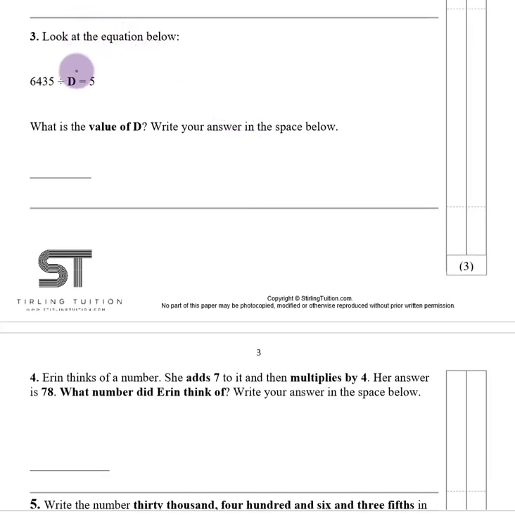Number 3, look at the equation below. 6,435 divided by d equals 5. What is the value of d? So when we've got our division here, this is our inverse operation. However, you've got to be careful because it's a division, it isn't always the inverse. Because these two numbers are split by the letter, it actually means that these two just swap places, so it stays as a division. So it's actually 6,435 divided by 5 will equal d. So just be careful of that, it isn't always the inverse.